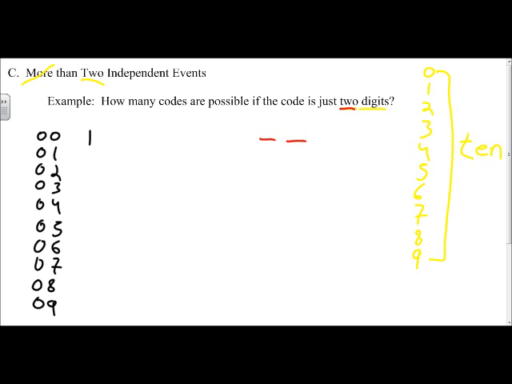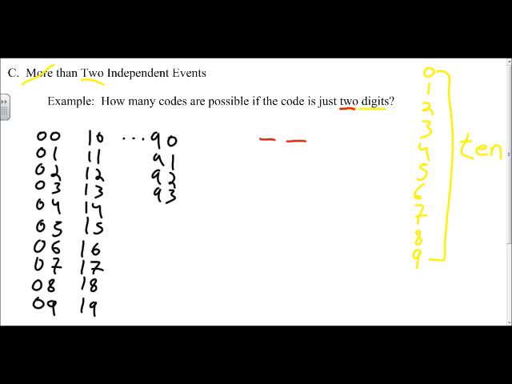What if our code started with 1 though? So we could have 1, 0, 11, 12, all the way down to 19. Now instead of writing all of these out, the little ellipse, dot, dot, dot, say that we go all the way to 90, 91, 92, and all the way down, 95, 96, 97, 98, and 99. So this would contain all the possible outcomes or the possible codes if we just had 2 digits.